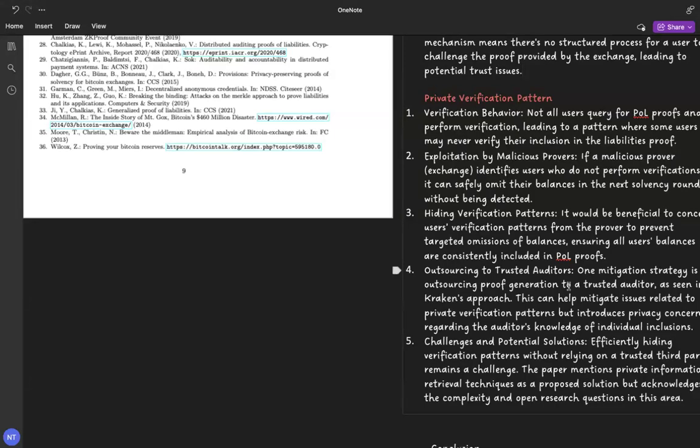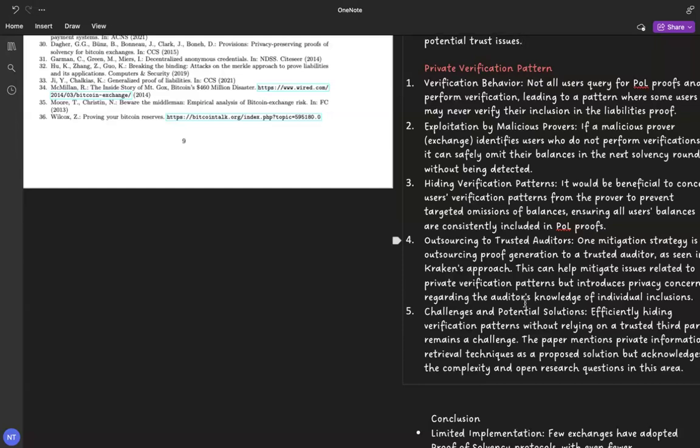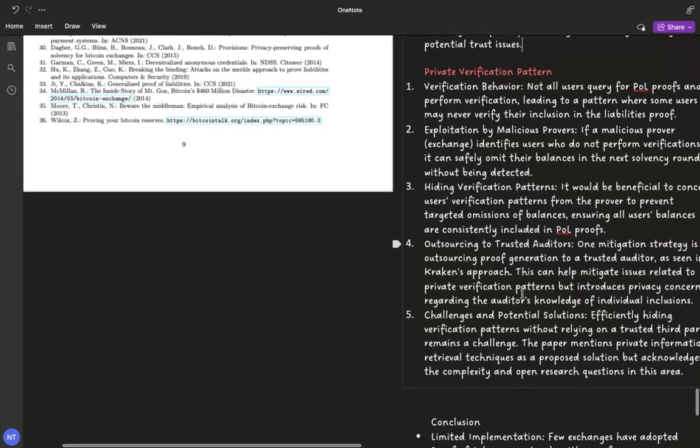So they propose a couple of solutions for such malicious prover behavior, which is basically to outsource the verification to a trusted third party. I think Kraken is doing that right now. They also propose more research into hiding these verification patterns, so that these trusted third parties also cannot learn anything in this sense. But that's about it.